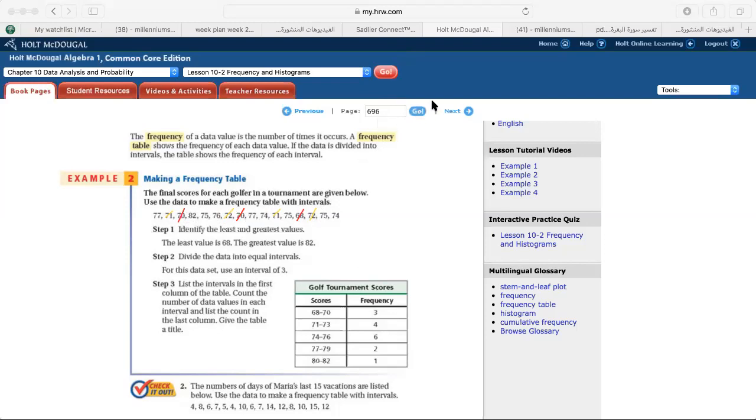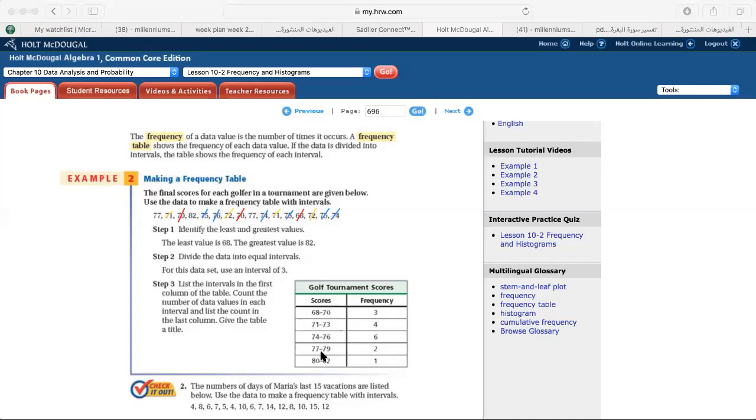The next interval is from 74 to 76. 74 and 76 are included, and 75 is included also. So 74, 1, 2, 75 also, another 74. I'm searching from 74 to 76. So 1, 2, 3, 4, 5, 6. So I have 6.